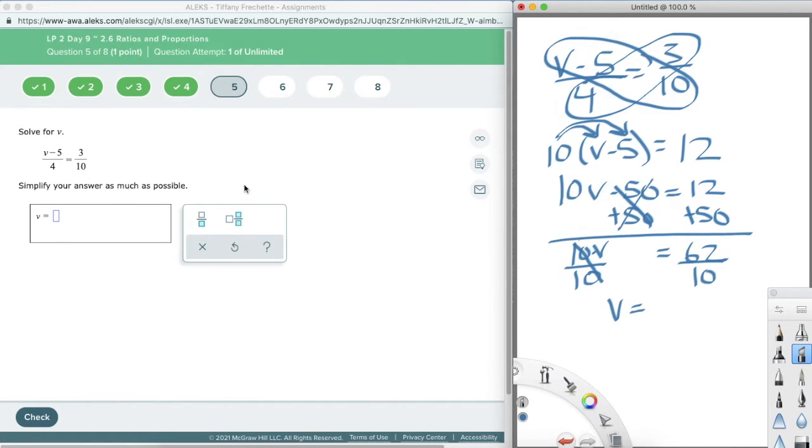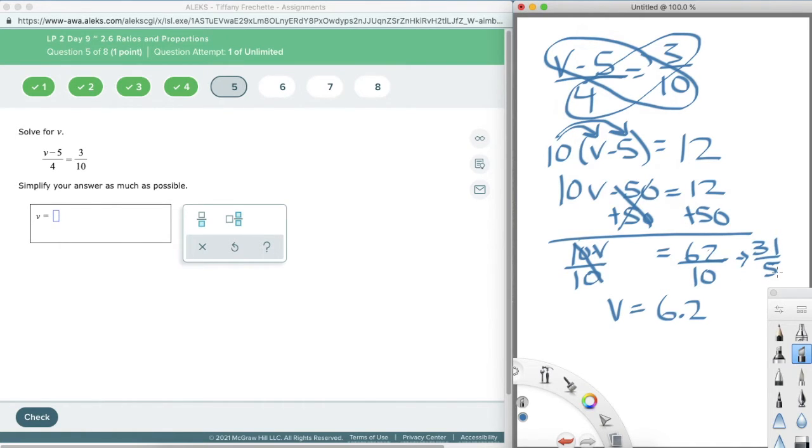But if I divide, and I'm going to check this right now, I would get 6.2. So it may very well accept 6.2. I'm going to try it out just to see what it does. If it doesn't, then we could just reduce this, right? Because they both divide by at least 2. So I could say 31 over 5, because 62 divided by 2 is 31. 10 divided by 2 is 5.